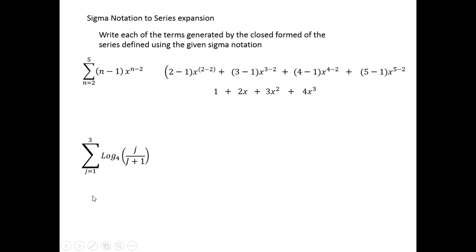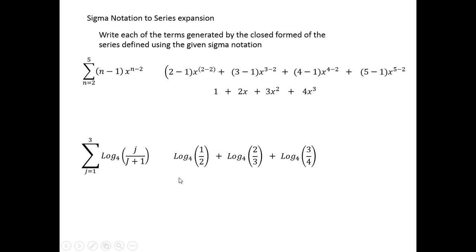Here's an interesting one. The sigma summation from j equals 1 to 3 of the log base 4 of j over j plus 1. So that means, of course, log base 4, replacing j each time with values starting at 1 and moving up to 3. That would give us log base 4 of 1 over 1 plus 1, which is 1/2, log base 4 of 2 over 3, log base 4 of 3 over 4.